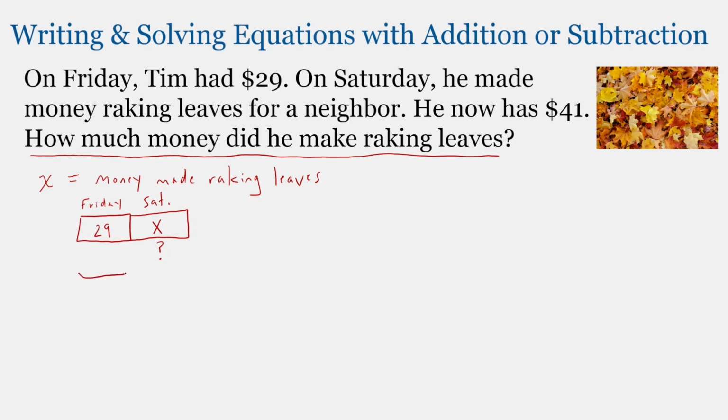And then combined, that's $41. So an equation is $29 plus x is equal to 41. And then we'll solve for x. We'll subtract 29 from both sides to isolate our unknown variable. And we get x equal to 12.